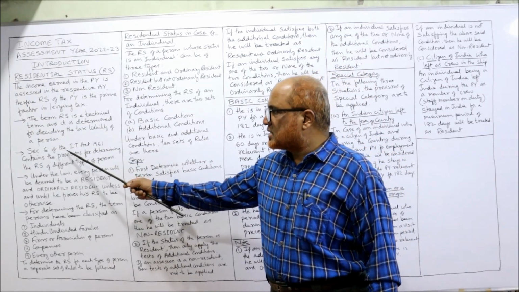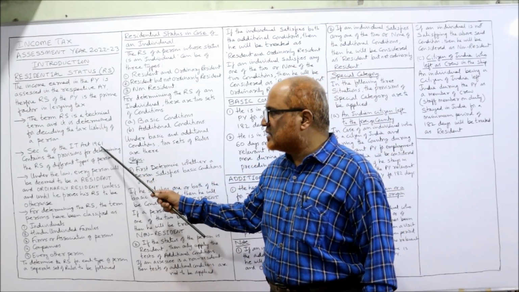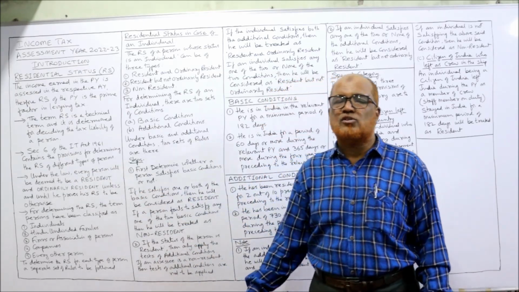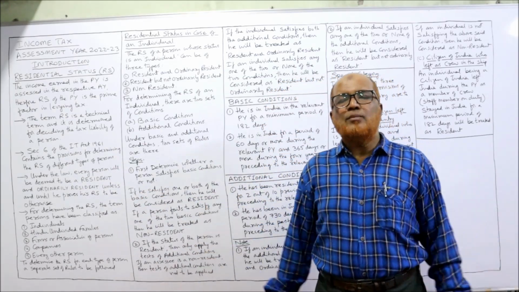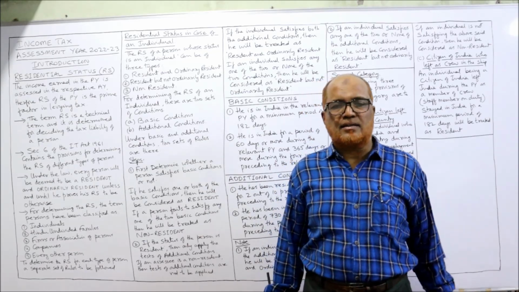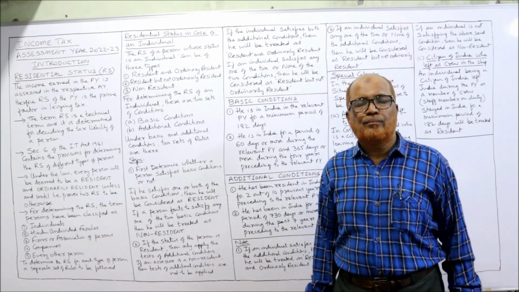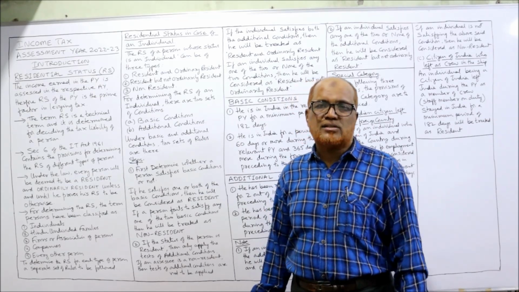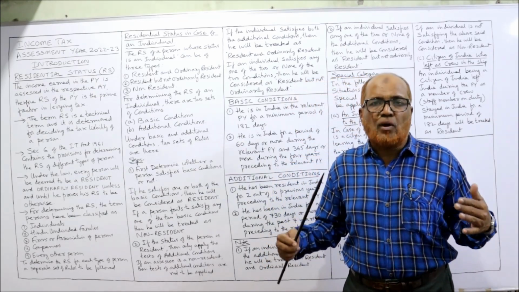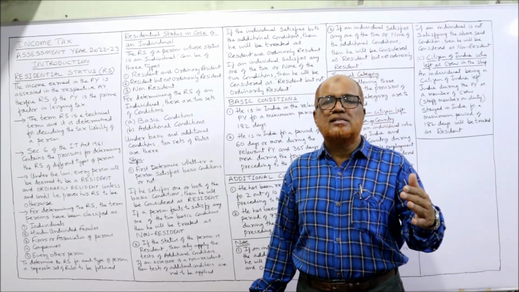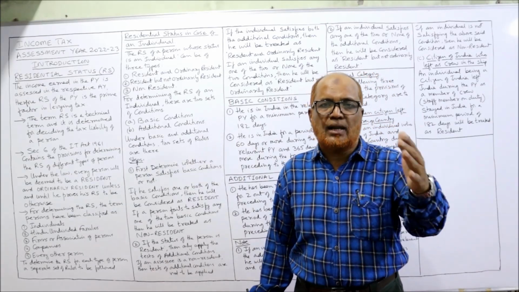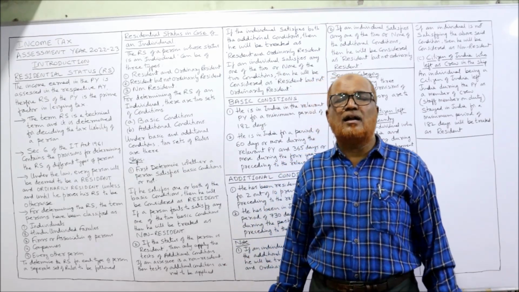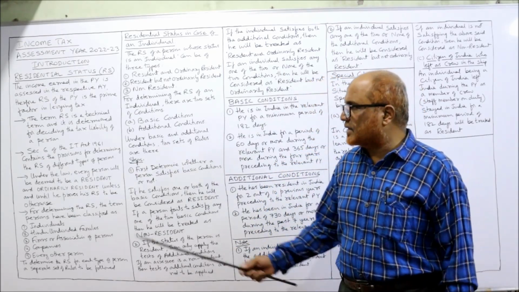Section 6 of the Income Tax Act 1961 contains the provisions for determining the residential status of different types of persons. We have different types of persons under Income Tax Act, like individual, HUF, Hindu undivided family, partnership firm, joint stock company, etc. So different provisions are there regarding the residential status of individual, HUF, firm. All these provisions are contained under Section 6 of the Income Tax Act.